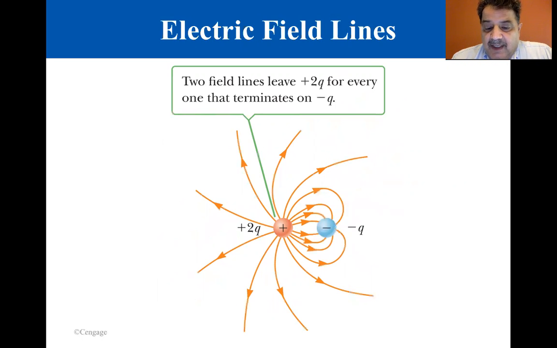So that means only half of the lines that leave the positive charge end at the negative charge. The remaining half terminate on negative charges that we assume to be located at infinity. At great distances from the charges, which means great compared with the charge separation, the electric field lines are equivalent to those of a single charge plus q.